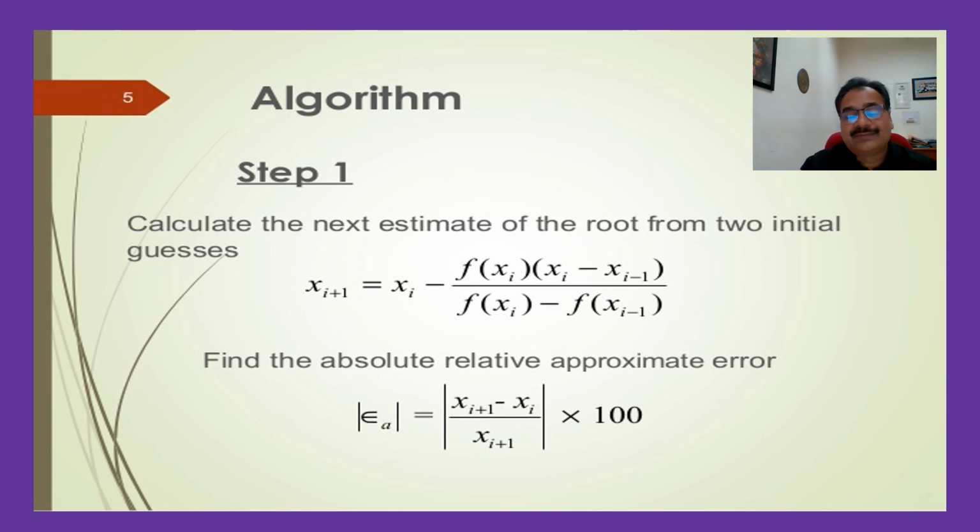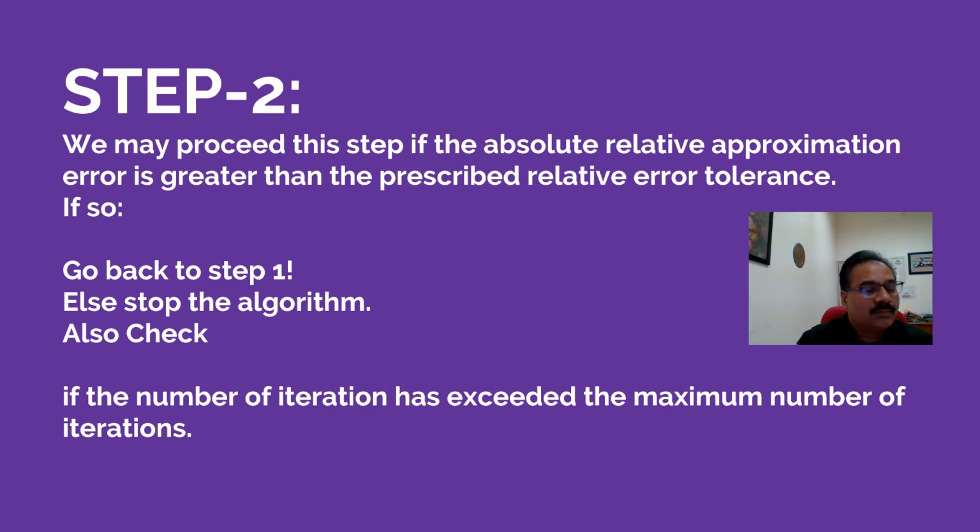You know how to calculate the absolute relative approximation error. The absolute relative approximation error is the decision making criterion in the secant method. With this, you will decide whether to continue. You get the solution in step 1 by using this formula, and if required, then we go to step 2. Step 2 means we proceed if the absolute relative approximation error is greater than the prescribed relative error tolerance. If so, go back to step 1. Otherwise, stop the algorithm. Also check if the number of iterations has exceeded the maximum number of iterations.